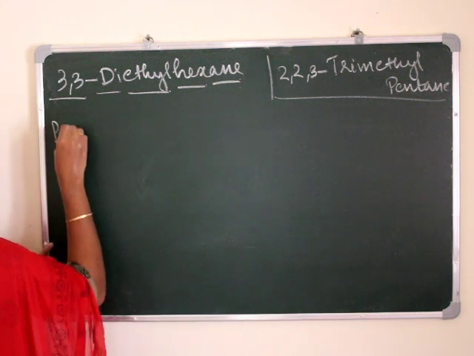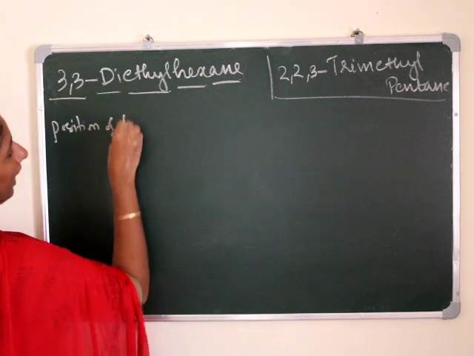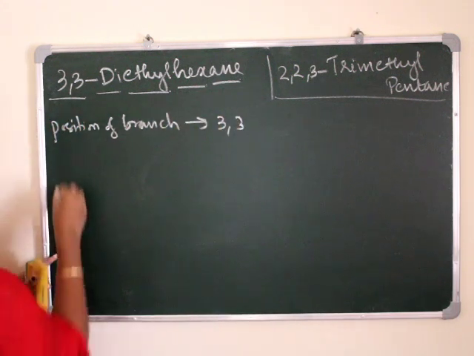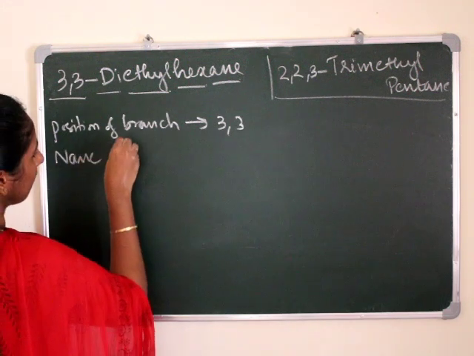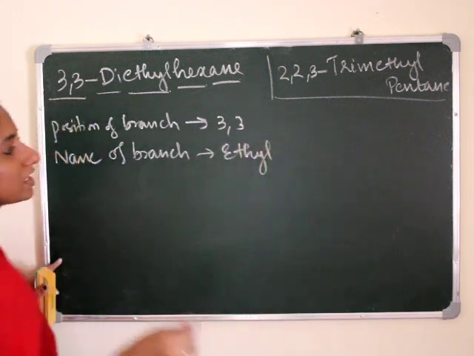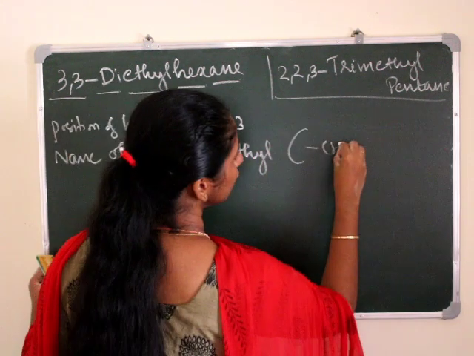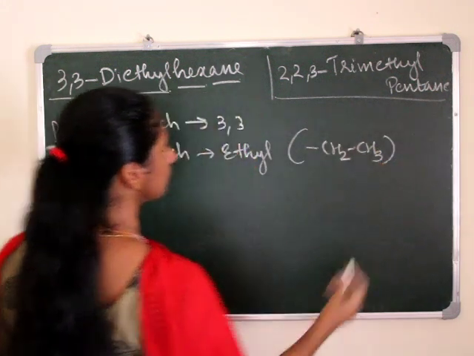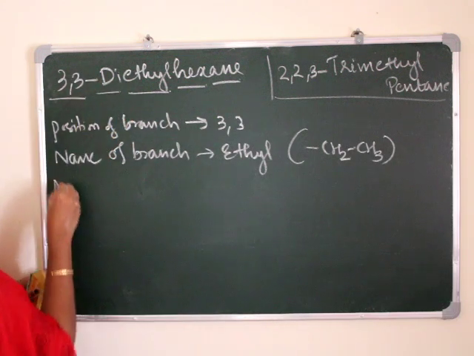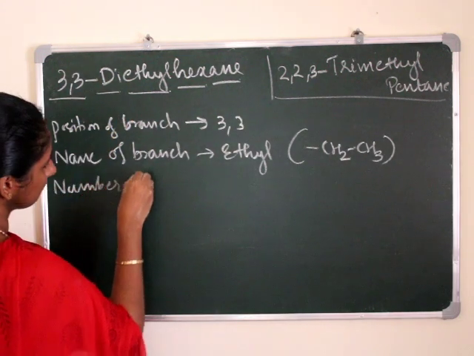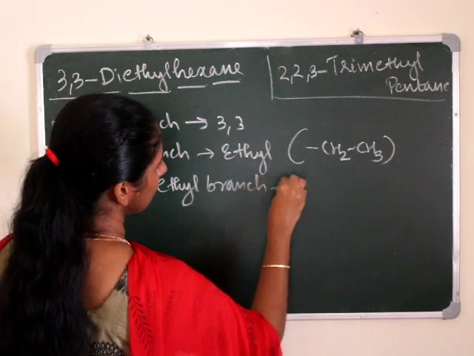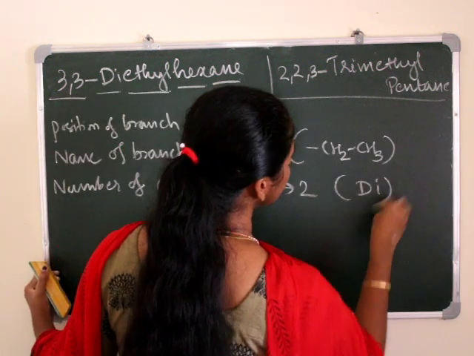Okay, so the position of the branch is 3 and 3. And the name of the branch is ethyl. Ethyl means CH2 CH3, right? And the number of ethyl branches is 2, therefore we put di, right?